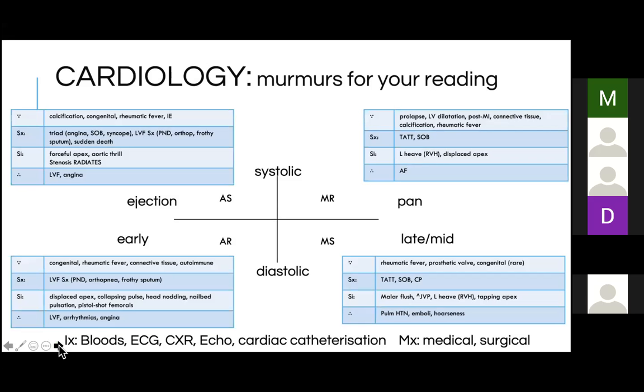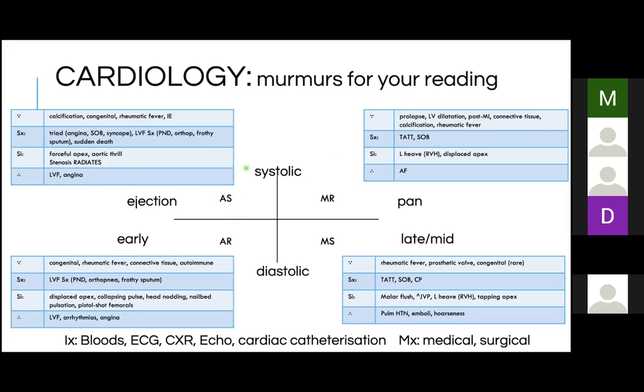Okay, so this is mostly for your reading. It might be a bit scary to some of you, but we tried to summarize on a page basically all the different murmurs. So we have here aortic stenosis. So it's an ejection systolic murmur. I'm just going to explain this one so that you all know how this works.